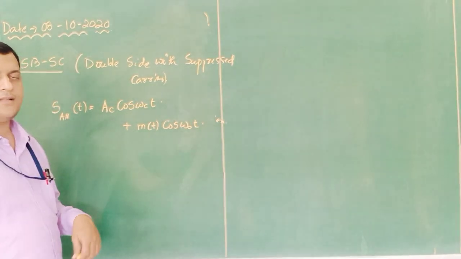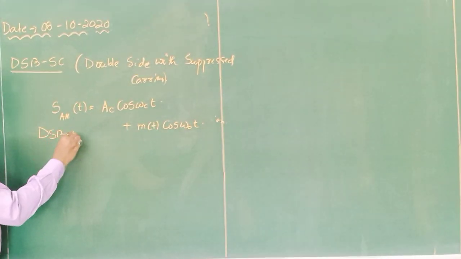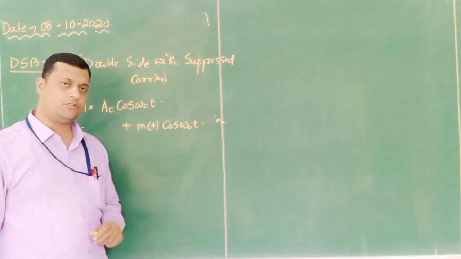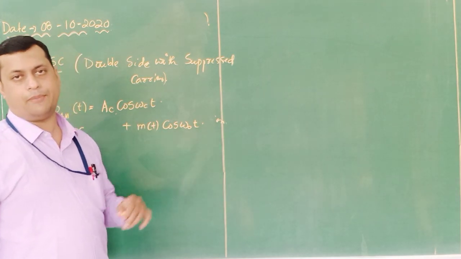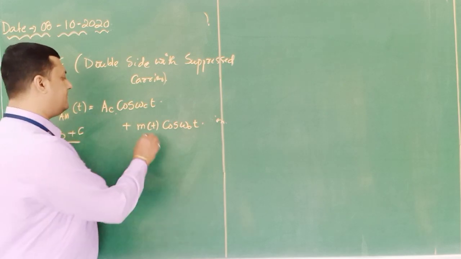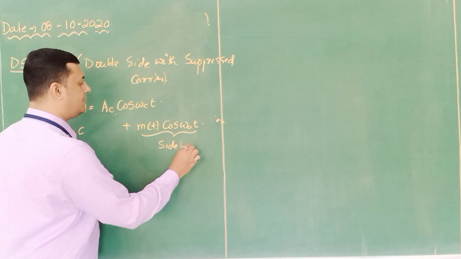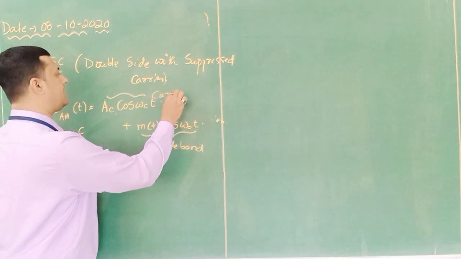The AM signal is also called double sideband with carrier. Yes, the carrier is present and the double sidebands are also present. What are the double sidebands? One is the lower sideband, one is the upper sideband. So this component reveals the sidebands, and this component reveals the presence of the carrier.